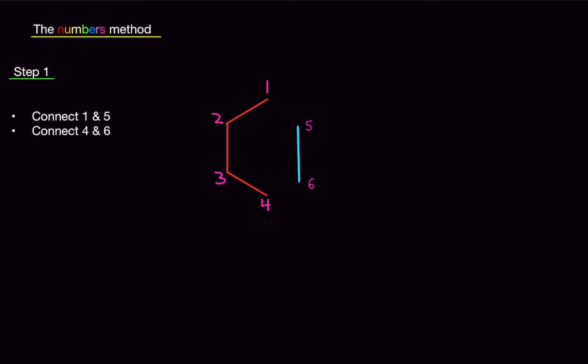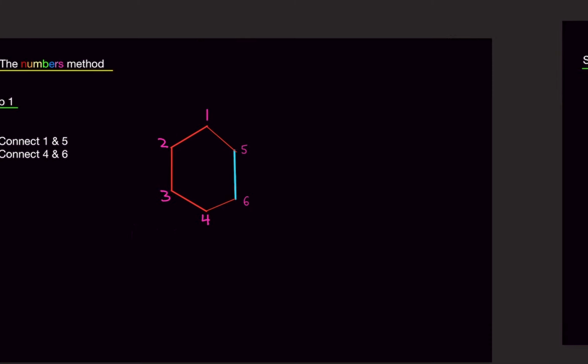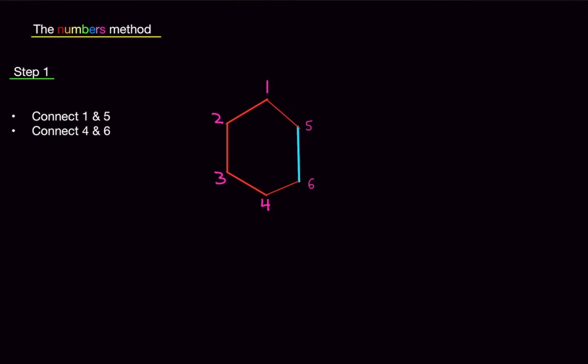So remember how we numbered the diene and dienophile? All you need to do is connect 1 and 5, so carbons 1 and 5, and connect 4 and 6. So literally the ends bond. So watch this. All you need to do is do this. Ta-da! And we're done, right? So that's the first step.